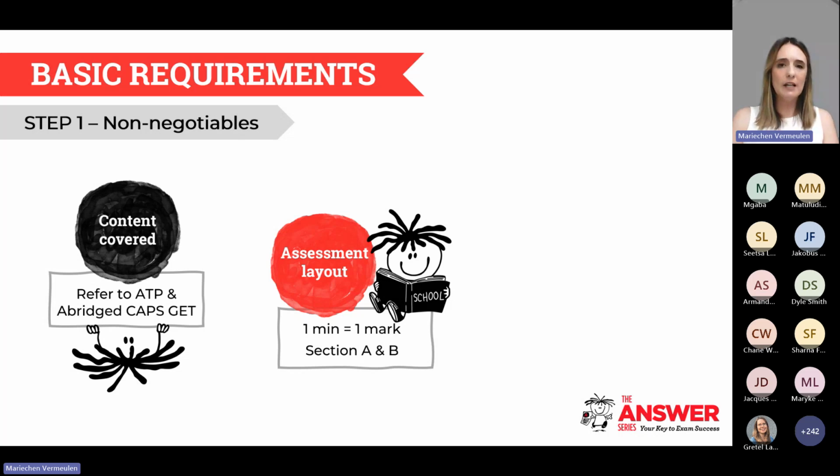And then in terms of mark allocation, we try to stick to a tempo of 1 minute to 1 mark. Again, for physical sciences in the FET, this is slightly more, but generally speaking, if you're writing a 60-mark paper, give them an hour. If you're writing a 50-mark paper, give them an hour. You have a little leeway there. All right, so that's just generally the layout.